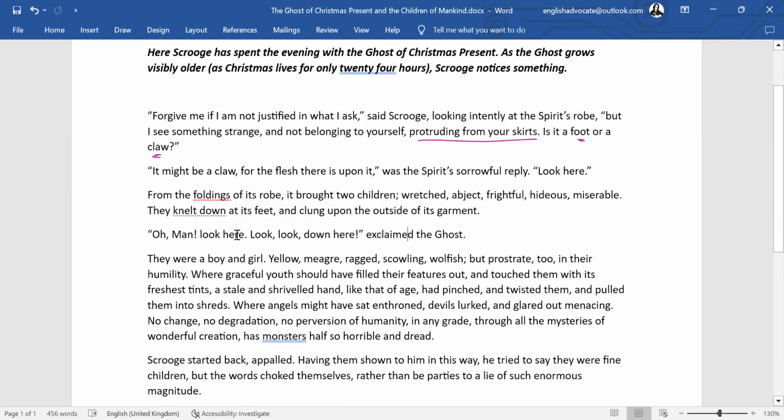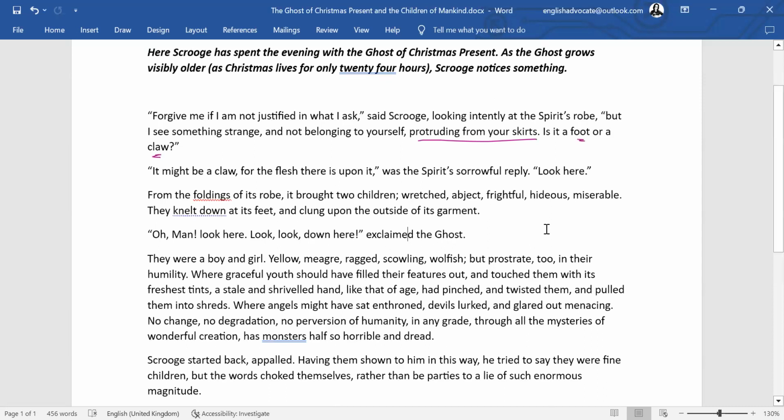And the description of the children says that we have a boy and a girl. And again, we get another list of all of these features of them. And they're prostrate in their humility. So humility is when you don't think you're very good, like you're not overly proud, you're quite humble, presenting yourself as being submissive a little bit.